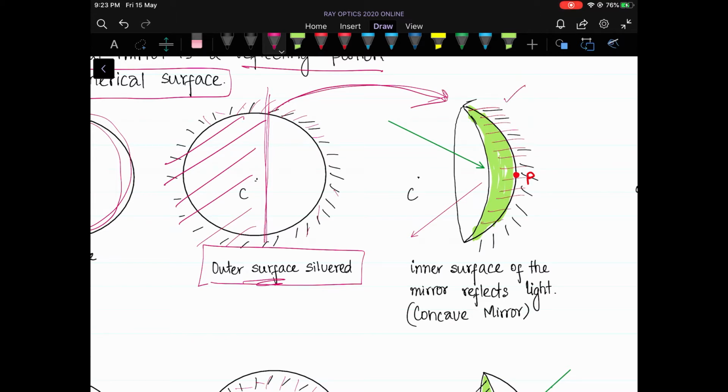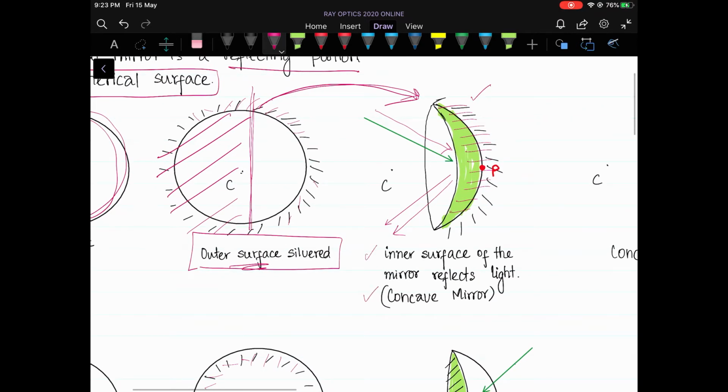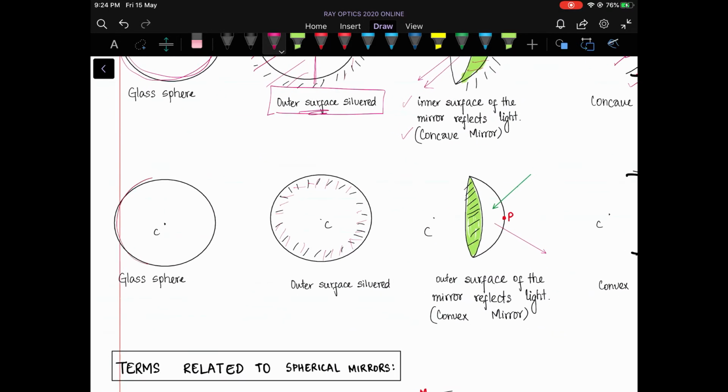which has been covered. You will notice that the inner surface is a smooth reflecting surface such that light can be incident on it and the inner surface can reflect light. This kind of mirror is what is known as a concave mirror. You have already represented this in your earlier classes like this, and that is quite fine. We'll stick to this. So basically your outer surface is covered and then you have your inner surface which can reflect light.